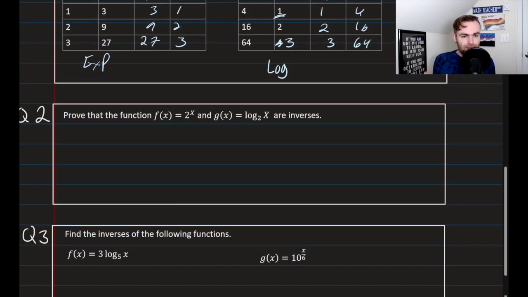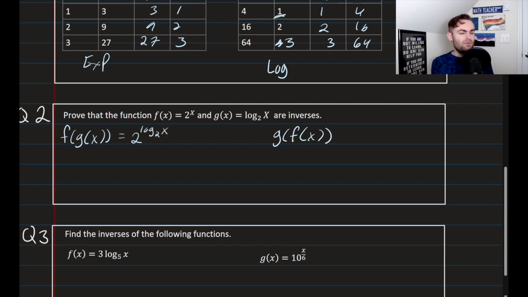Proving things are inverses. We've done this before, and I told you that composition is the way that we really do that. So what we're going to do is we're actually going to do f of g of x, and then we're going to do g of f of x, and hope to get x as a result from both of those. So let's start with the f of g of x. So we have 2 to the power of log base 2 of x. Now, I already told you before that the operators would cancel, but let's play around with this. Let's say that this is equal to y.